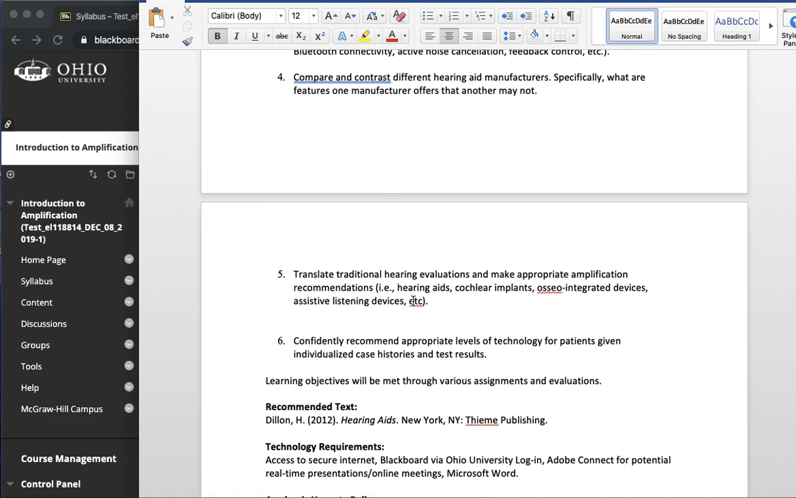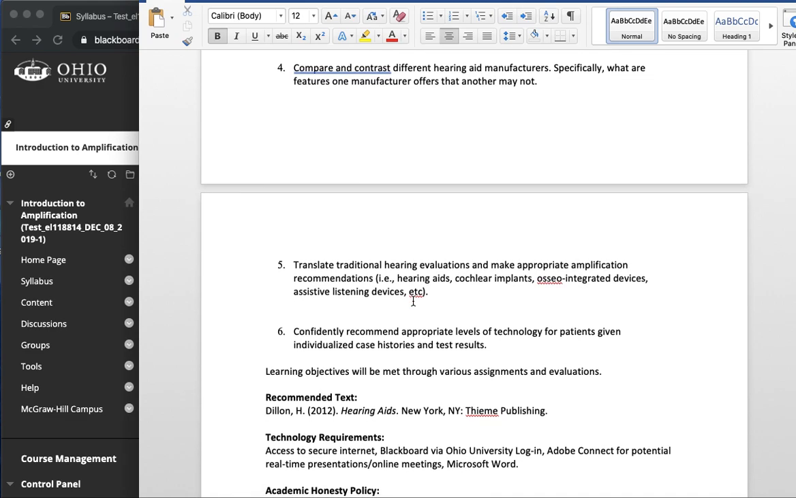So if you wanted your car fixed, you go to a mechanic, you pay so much for a mechanic because they know what they're doing. Same for most of the health profession fields. So the fourth is compare and contrast different hearing aid manufacturers, so where your relationships are going to be and who's most likely going to provide a device that can help your patients.